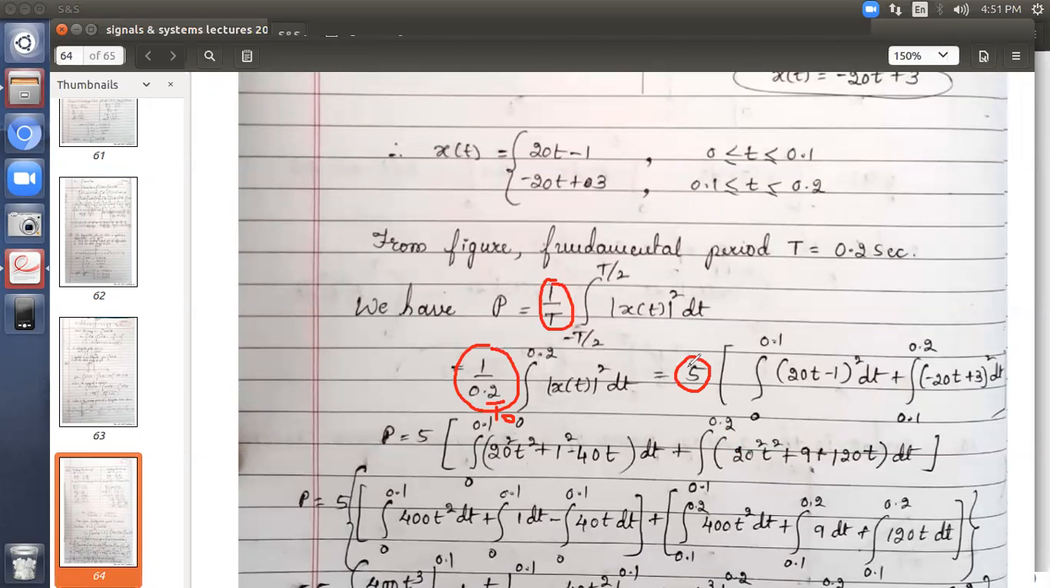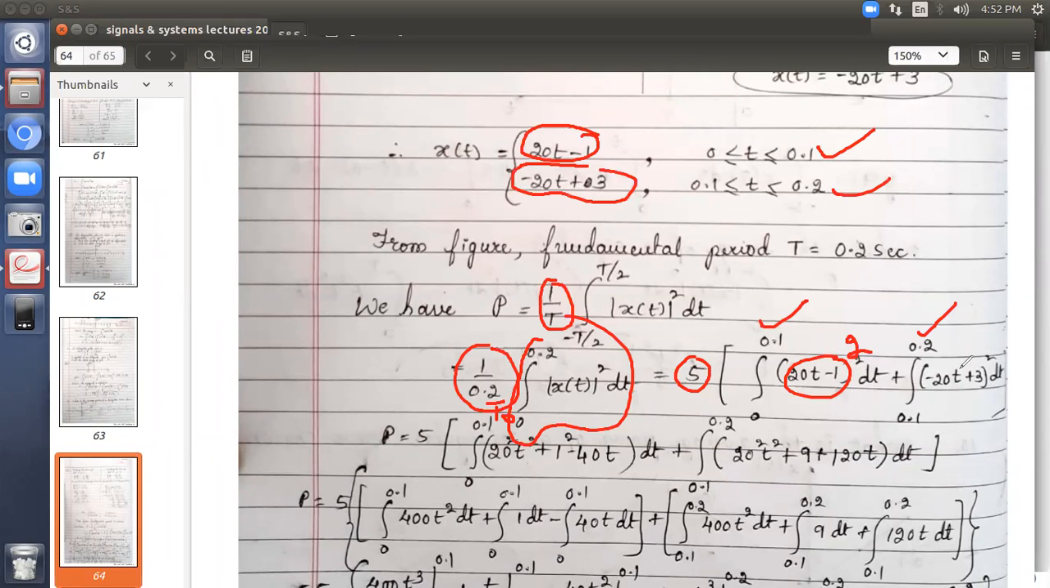So I will write this outside. This complete integration, I will divide into two limits. One limit is 0 to 0.1, the signal 20t minus 1, whole square. And the second limit, 0.1 to 0.2, which is minus 20t plus 3, whole square. Okay, the total time range is divided among two straight lines. Then only we get the triangular wave.